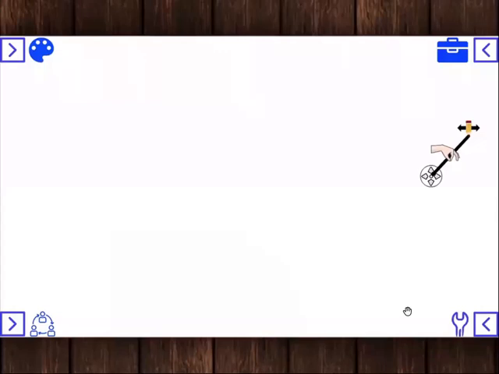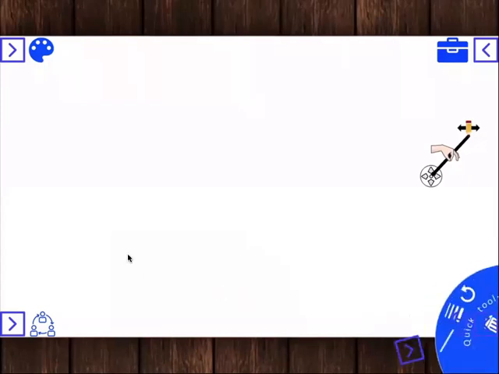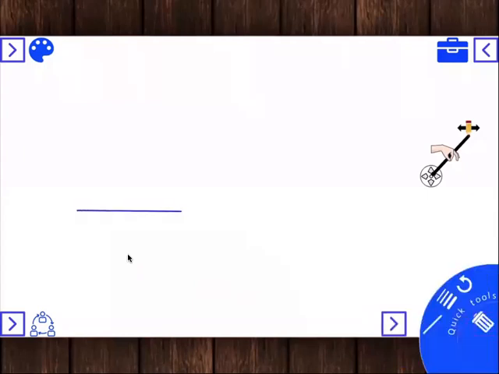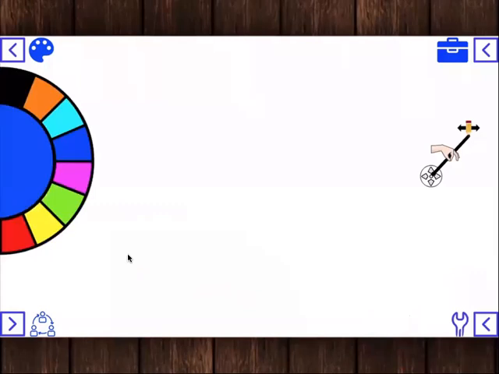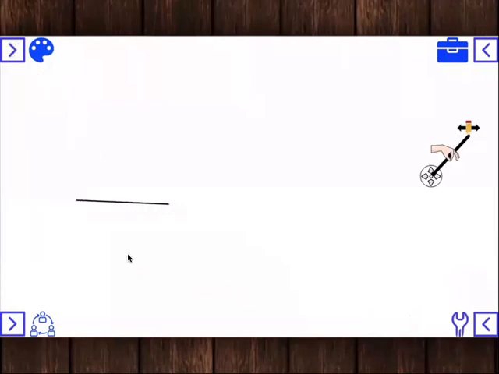Second step, as our second question, is how we bisect an angle. So let's see how we do that. Let's say we have an angle here. Let's call it ABC.